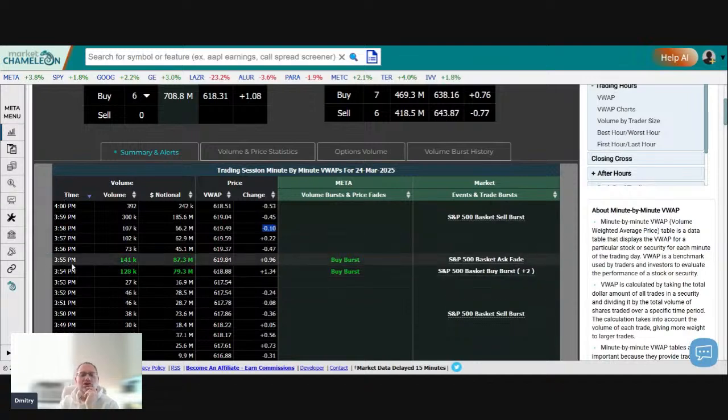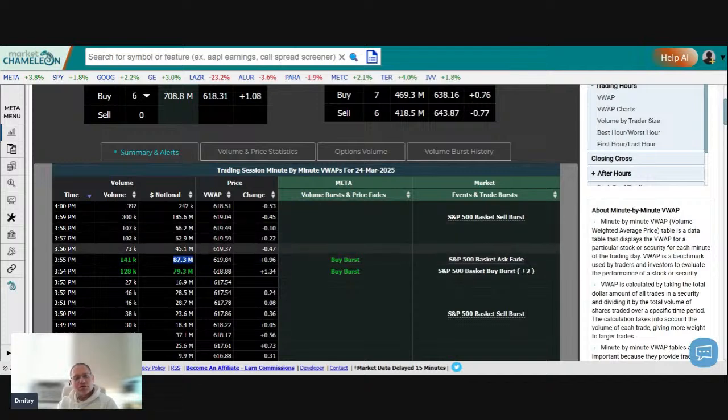And here we see two. You can see here at 3:55 p.m. and 3:54 p.m., these are lit up green. These were identified as a volume burst for this particular time of day. At 3:54, we see there's $79 million worth of Meta that traded in that minute. The next minute, $87.3 million worth of stock traded that minute. You can see that it fell off here, and you can see the volume before that. So this was identified as a large volume burst.